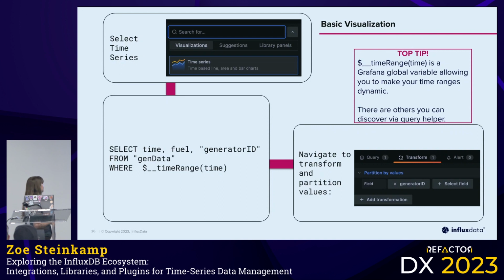From there, you select time series as your visualization. And in this one, in the bucket, we're storing generator ID and basically the amount of fuel that the generators have. So anybody who's ever seen a SQL query, this is a SQL query to get that data out. The time range is a Grafana global value. It allows you to make your time ranges dynamic. There are other types that you can use as well, but this was the most straightforward for our query. Then you navigate to the transform and partition values.